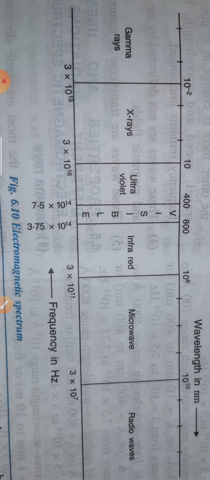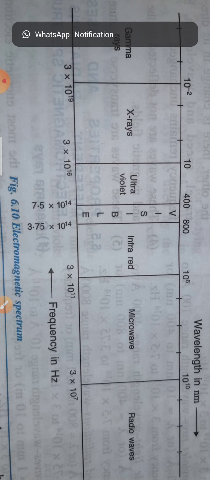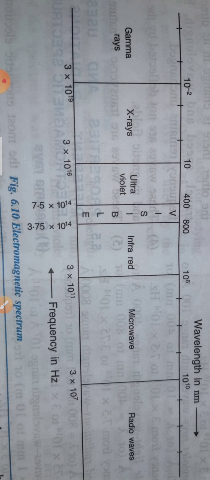So we know that spectrum means the band of colors obtained on the screen after passing white light through a prism. And the range of the spectrum is from 4000 angstrom to 8000 angstrom. So what is electromagnetic spectrum?